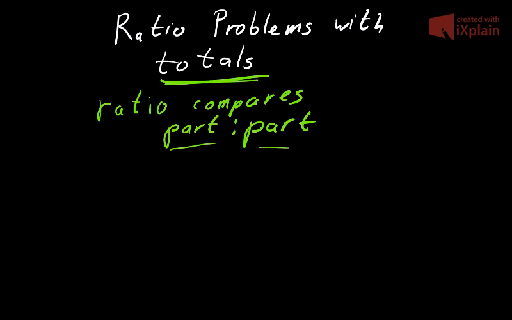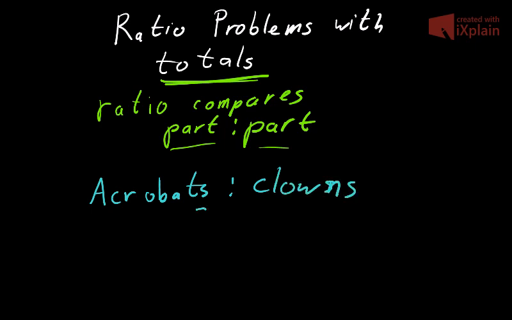So I'll show you guys an example problem real quick. And that example problem is that we have acrobats and clowns with a ratio of 3 to 5. So acrobats to clowns at this circus have a ratio of 3 to 5. And then after that we say that there are a total number of 24 performers. 24 total performers.